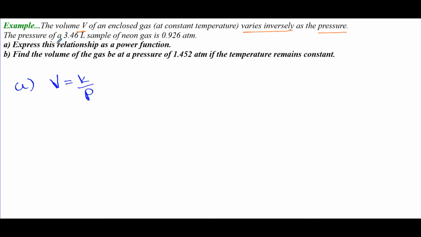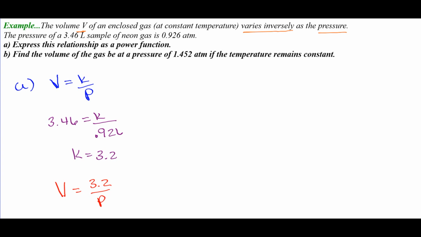Again, now we're going to use the second piece of information. A volume of 3.46 liters has a pressure of 0.926. So when my volume is 3.46, my pressure is 0.926. So again, we're just going to solve that for k. We'll get k equals about 3.2. So then my equation is volume equals 3.2 over pressure.